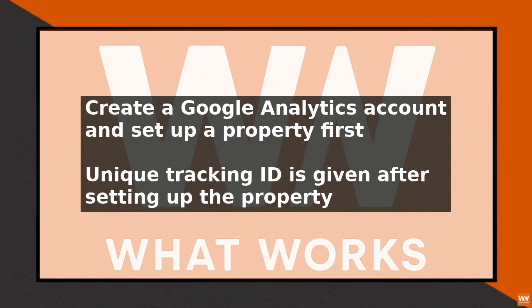One of the key concepts to understand is the difference between a property and a view in Google Analytics. A property represents your website, while a view represents a specific subset of data within that property. You can have multiple views within a property, each with its own set of filters and settings.